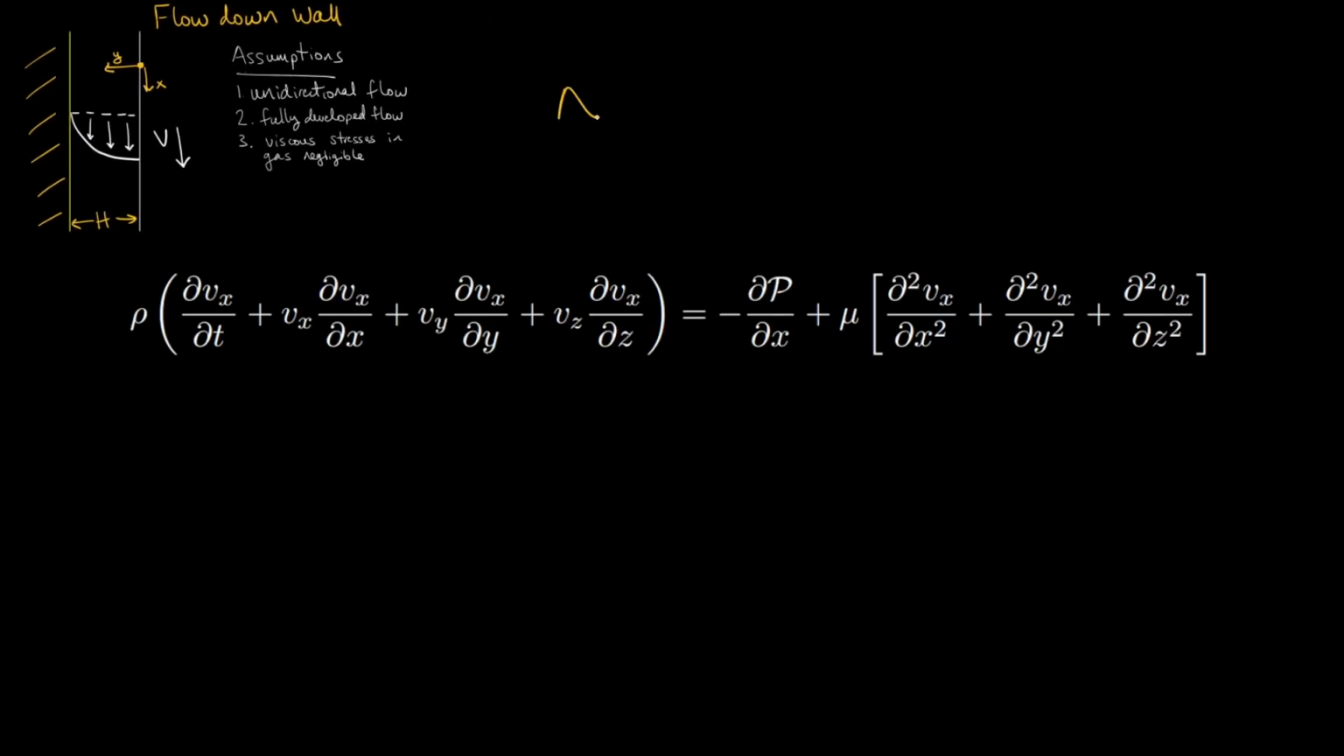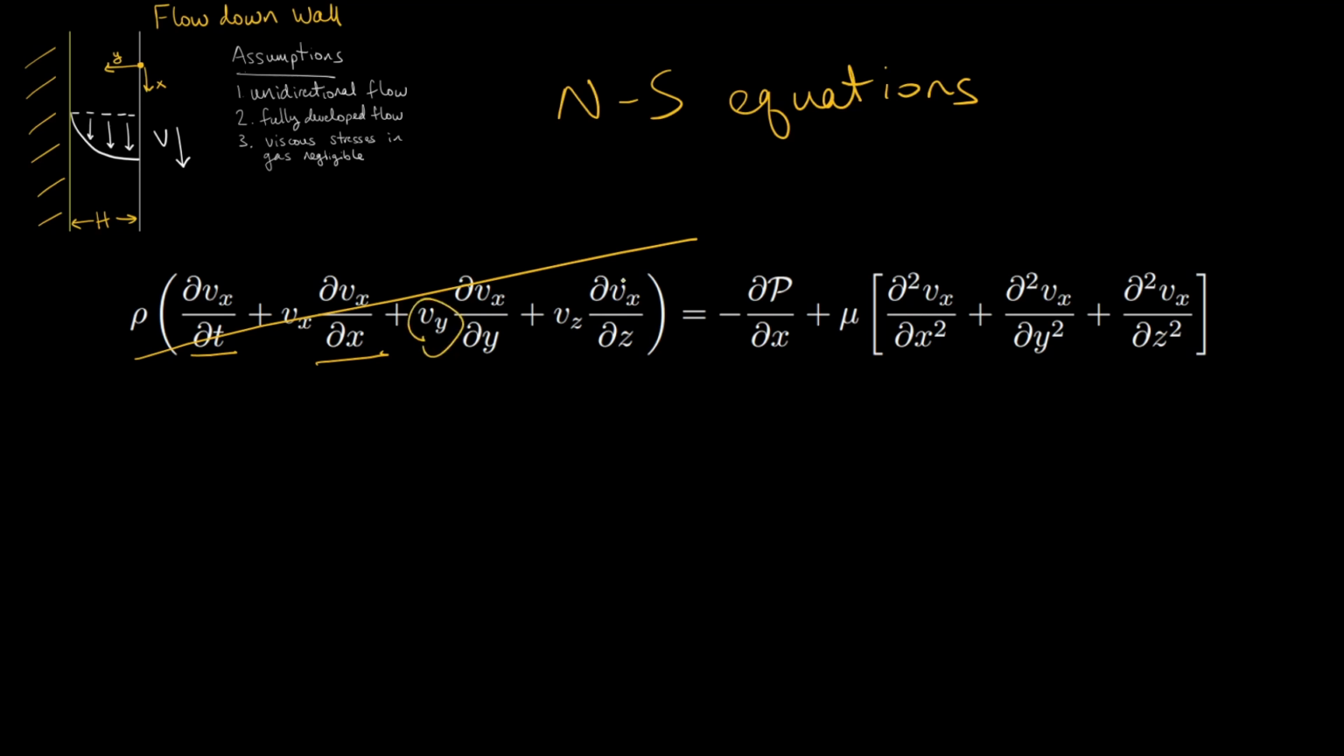To solve this problem, we're going to use the Navier-Stokes equations. I focused on this equation where we have velocity in the x direction. Now in this equation, we can actually cancel out most of these terms. All of these terms will cancel out because we don't have any flow varying with time. We don't have any flow varying in the x direction. Our velocity in the y direction is equal to 0. Our velocity in the z direction is equal to 0. So this whole left half of the equation will cancel out.